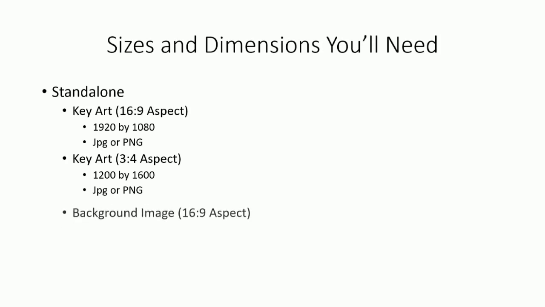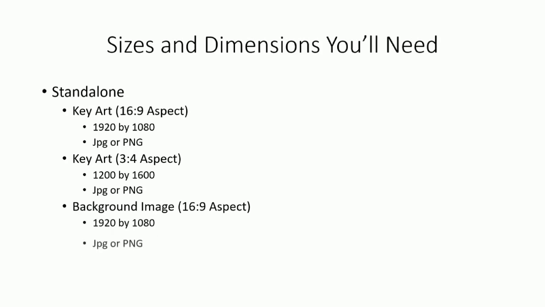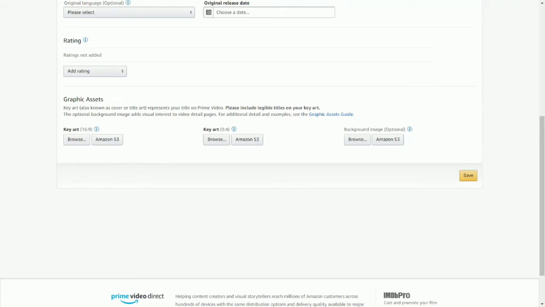Now, there's also space for a background image, and it'll need to be 1920 by 1080, JPEG or PNG, and once again, it's going to be optional because it's only designed to convey mood on certain devices. And you'll see that here in the standalone upload section, where the second key art piece is 3 by 4.